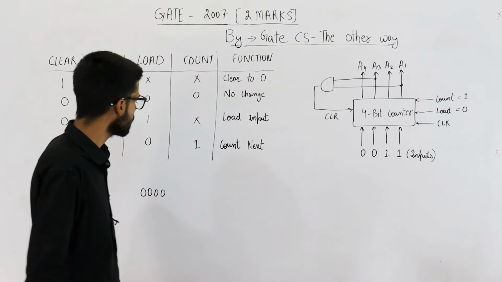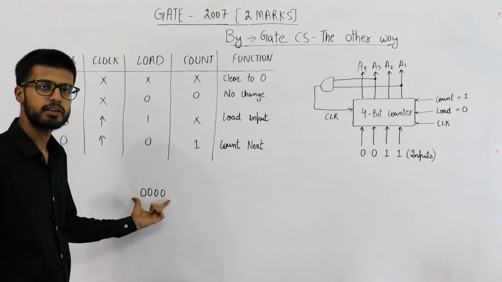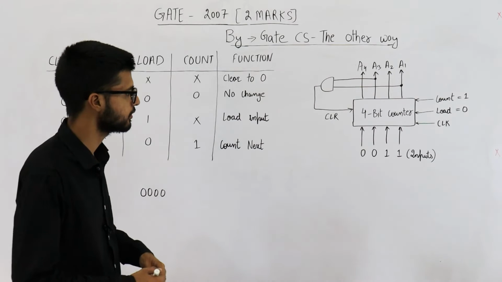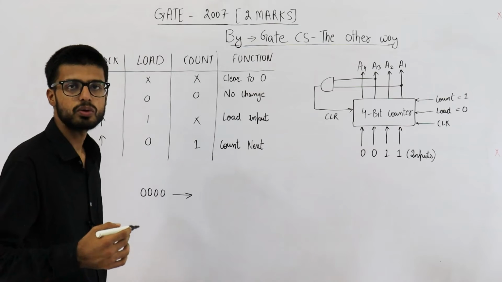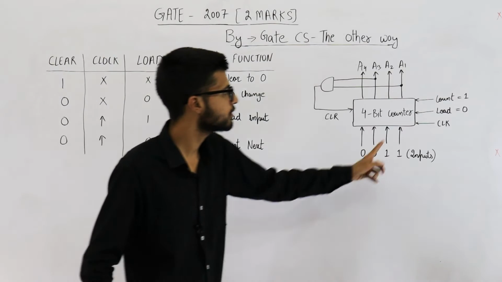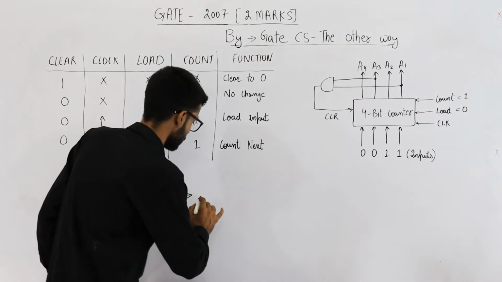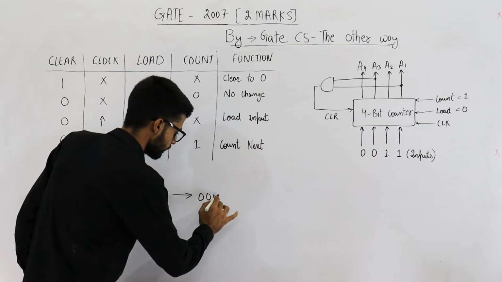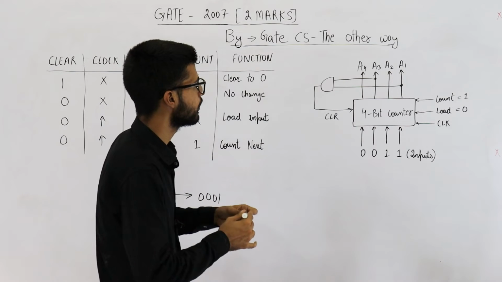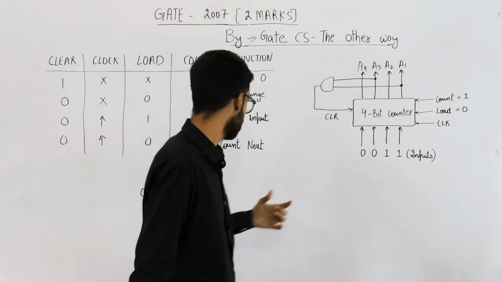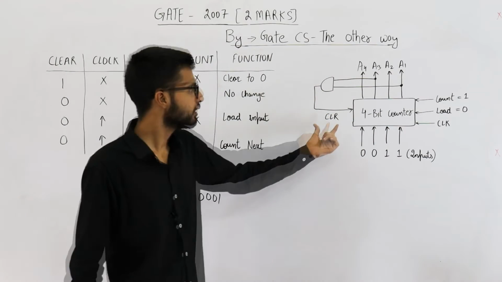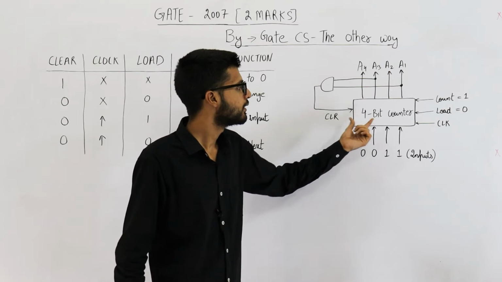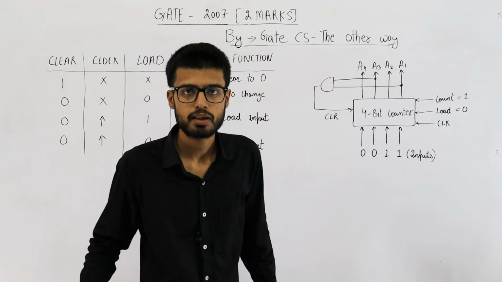This is the first state. Whenever a clock signal is given, it will go to 0, 0, 0, 1 because count is high. Now you can see when in this state, this AND gate will output 0. Clear signal is equal to 0. That means counter will not clear the output.